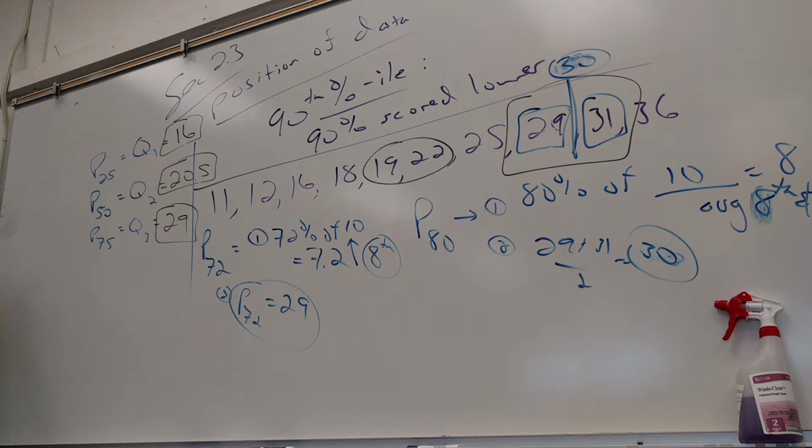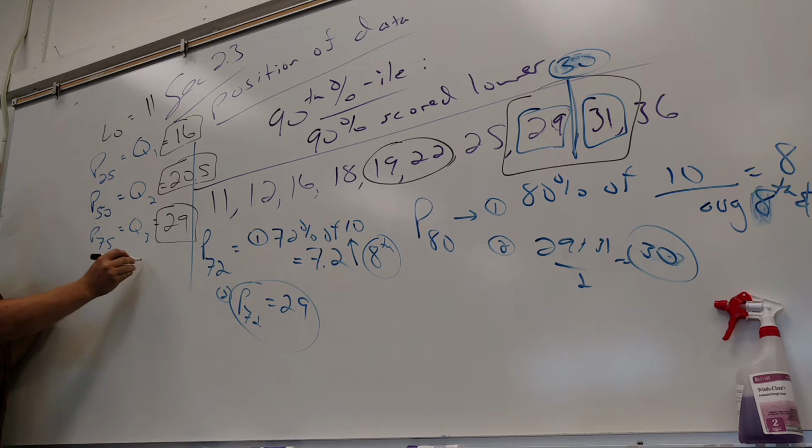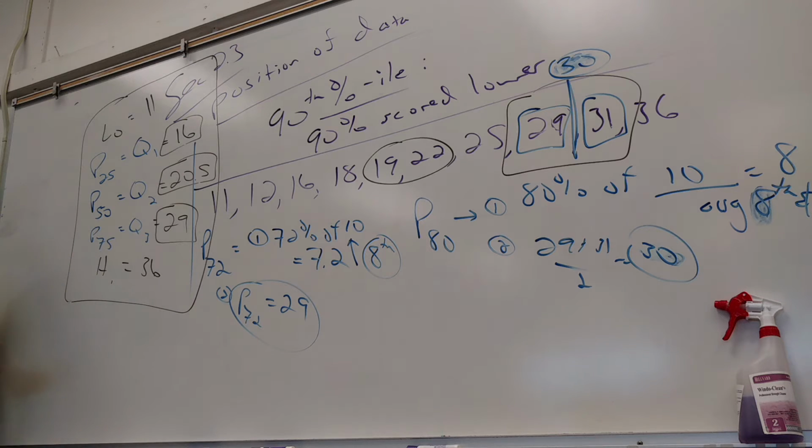All right, now you ready for something kind of silly? What's the lowest number? 11. It's crazy. What's the highest number? This is what's called the 5-number summary, because it's 5 numbers that summarize my data. You gotta love it. We're so creative, math people, with naming.